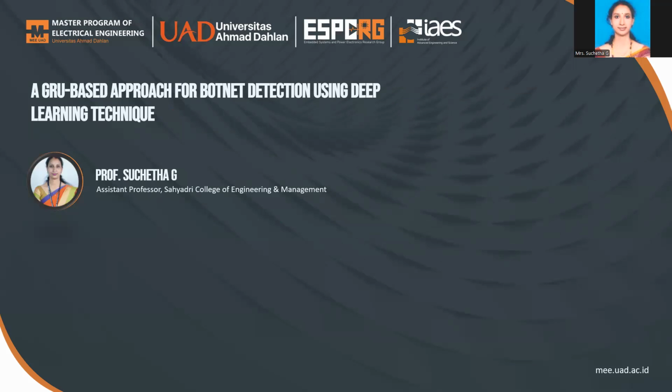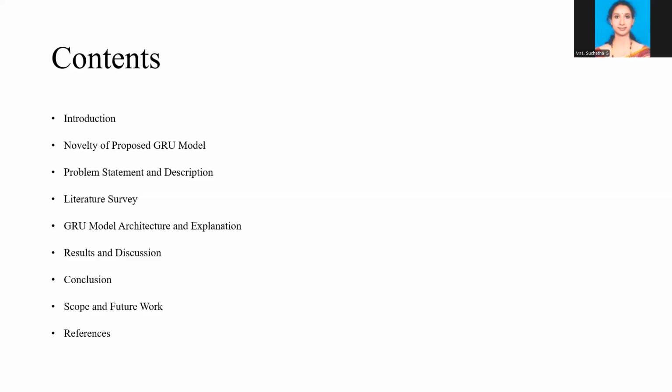Good morning, hello everyone. Today, I'll be presenting our work on a GRU-based approach for botnet detection using deep learning technique. The presenter is Professor Suchetha, Assistant Professor, Sahyadri College of Engineering and Management. These are the contents that are being included in the slides.